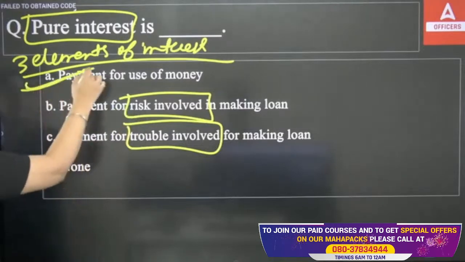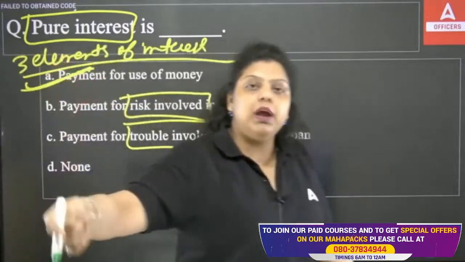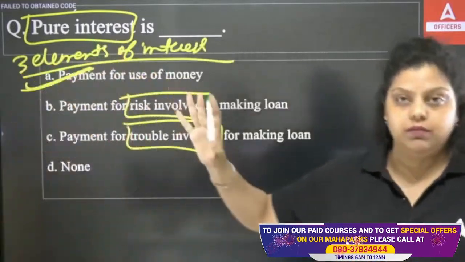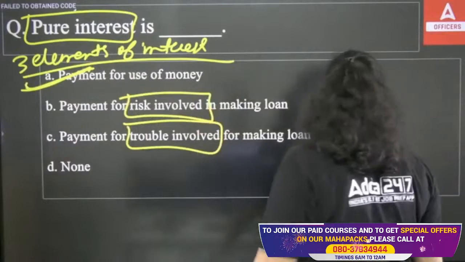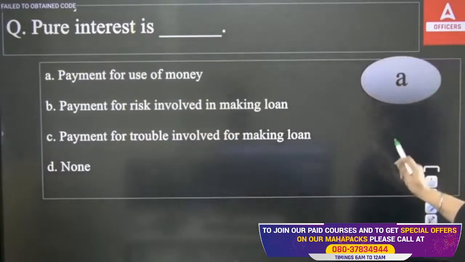So the pure interest is simply the payment for use of money. So you allowed someone to use your money. On behalf of that permission you have given to the person, you will charge a certain payment, and that payment is known as pure interest. Okay. So the right answer will be A option.